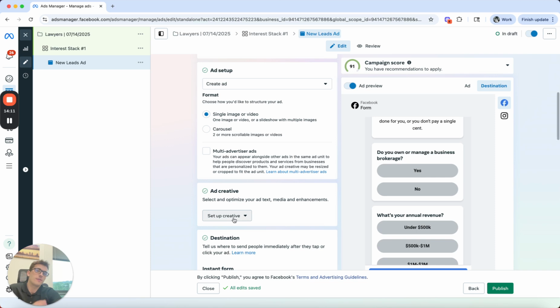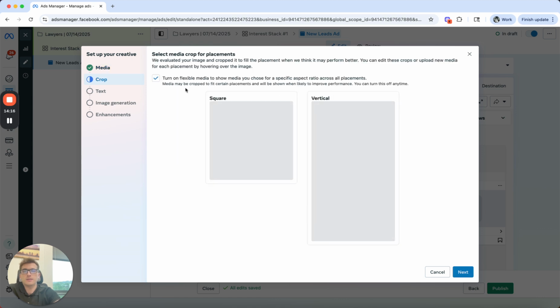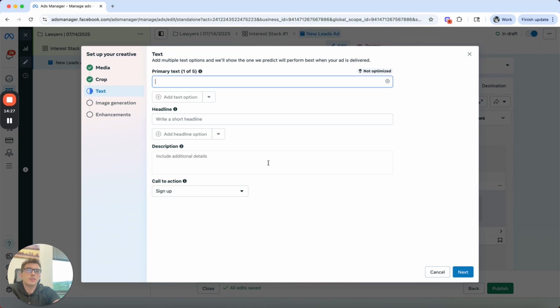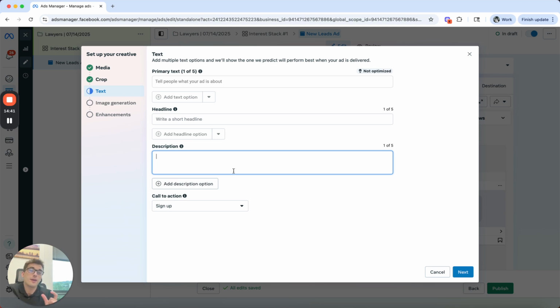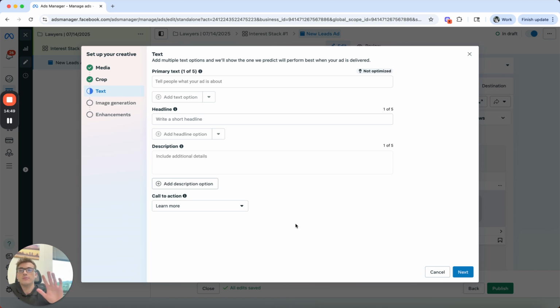When it comes to the creative, you can pick any ad here. Let's just say this doesn't make sense for a lawyer, but let's say this is an ad we would run for a custom home builder. So if we're doing this custom home builder, you write the text. The text, just so everyone knows, is the caption. The headline is the bold lettering that's next to the call to action button, and the description is the little text under that bold text. And then the call to action is the call to action button, right? Always use learn more. I'm not going to explain why. Just do it. It works every time.